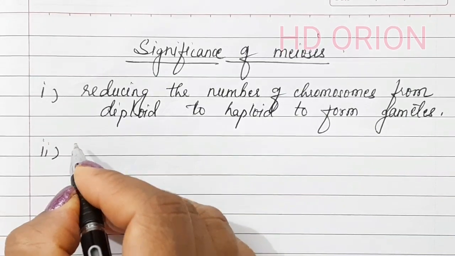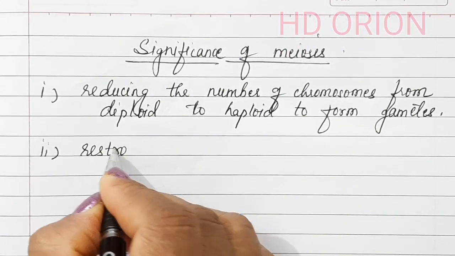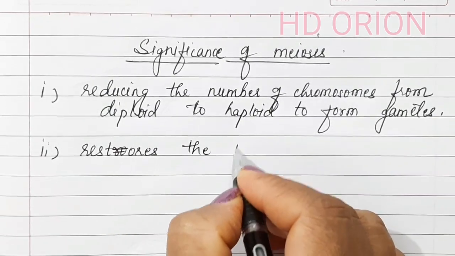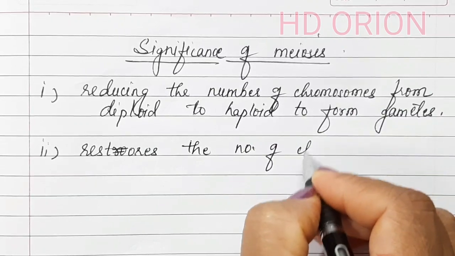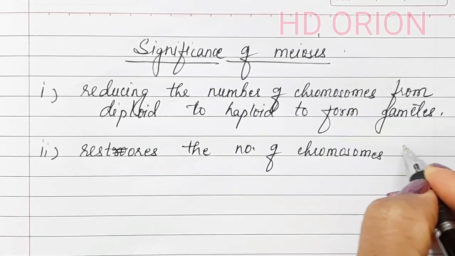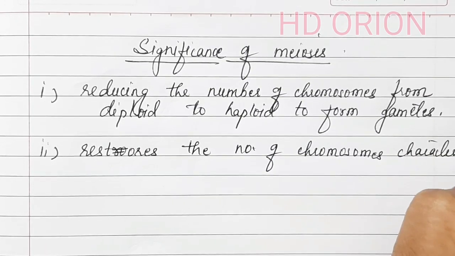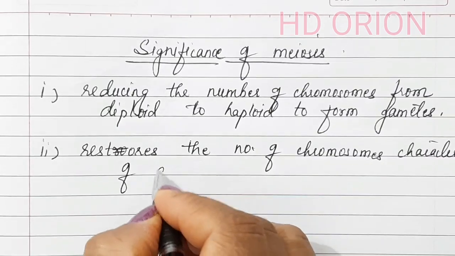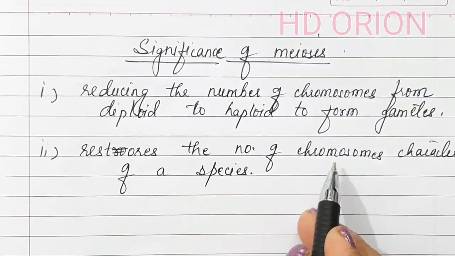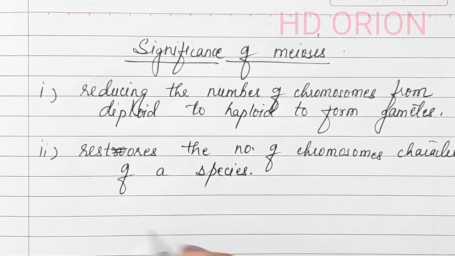Second, it restores the number of chromosomes characteristic of a species. It maintains the number of chromosomes in a particular species by undergoing reduction.